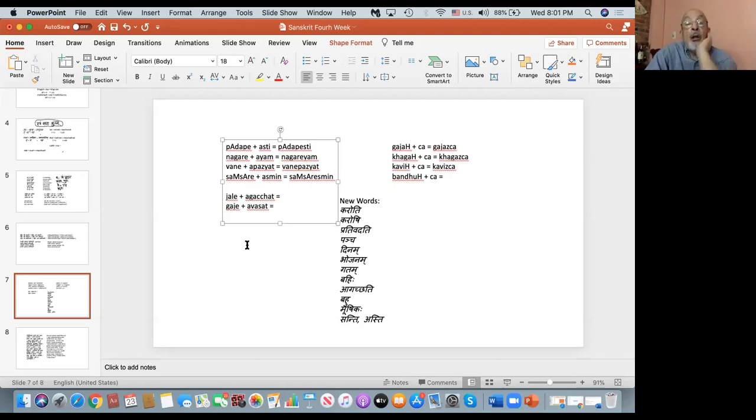Okay, this is called vowel sandhi because the ending is a vowel and the beginning, a, is a vowel, right? Nagare, the ending is a vowel and the beginning is a vowel. Two vowels put together and one vowel disappears. This is vowel sandhi, and we call it ach sandhi. Ach is vowel.